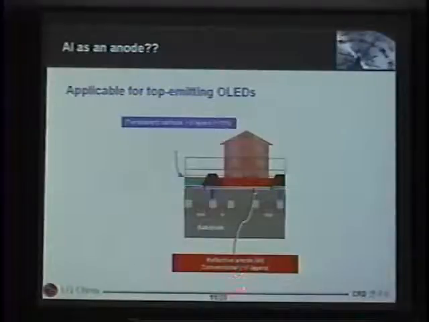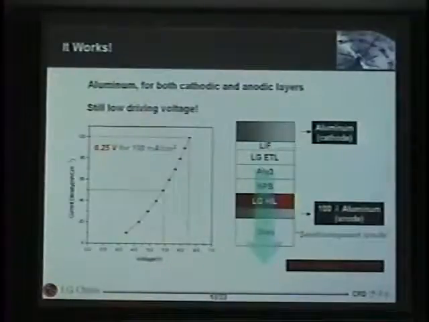But if you can use aluminum as an anode instead of ITO, it can be solved very simply. Just deposit aluminum, either by thermal or sputtering condition. Then you can form the aluminum anodes very smoothly on top of any kind of surfaces. Next. This is the data obtained from the aluminum as an anode.